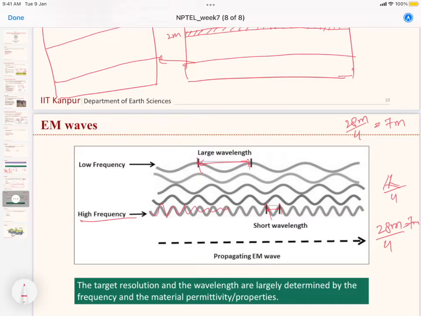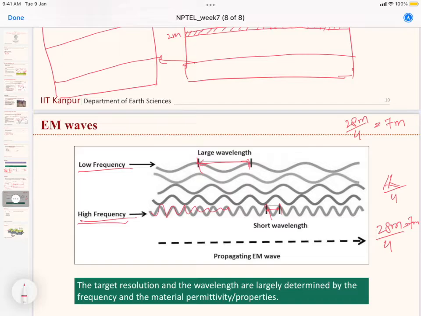Okay, now tell me, between low frequency and high frequency, which will have a higher wavelength? Simply tell me. Let's go step by step, don't just jump. First tell me, between low frequency and high frequency, which one has a higher wavelength? Correct. And the high frequency one will have the short or small wavelength.